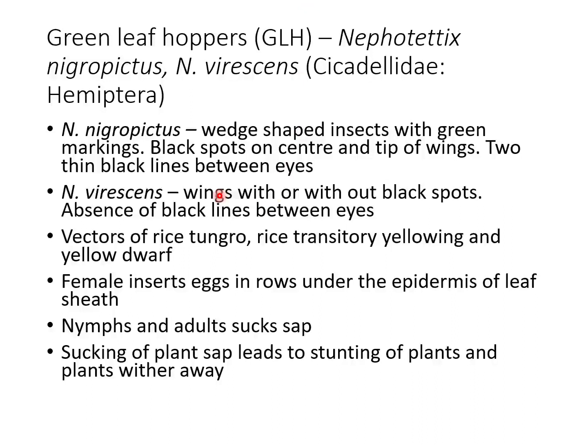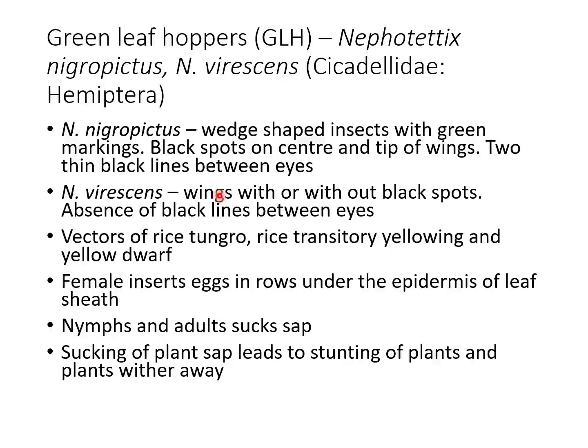And in the case of GLH, it's a vector of rice tungro, rice transitory yellowing, and rice yellow dwarf. All these three are viral diseases, and rice tungro is a major viral disease in other rice growing tracts of our country, but it's not that commonly seen in our state. GLH doesn't cause much damage, but its economic importance is because it is a vector of viral diseases.